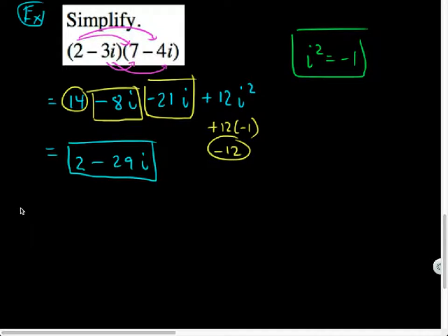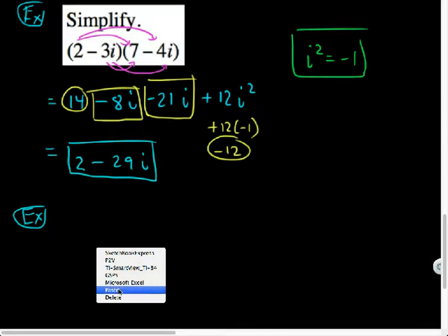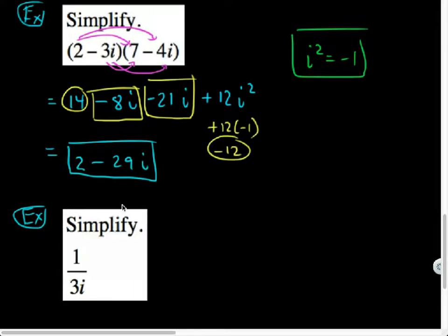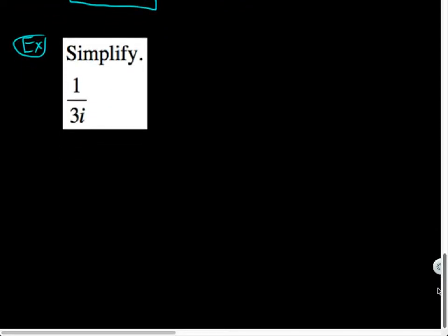So, what about dividing complex numbers? And this is where things get a little interesting, not unlike the example where I had 1 over i a moment ago. So here I've got 1 over 3i. And the problem is I can't leave an i in the denominator. There is, but you're not allowed to leave it there. Think about that.